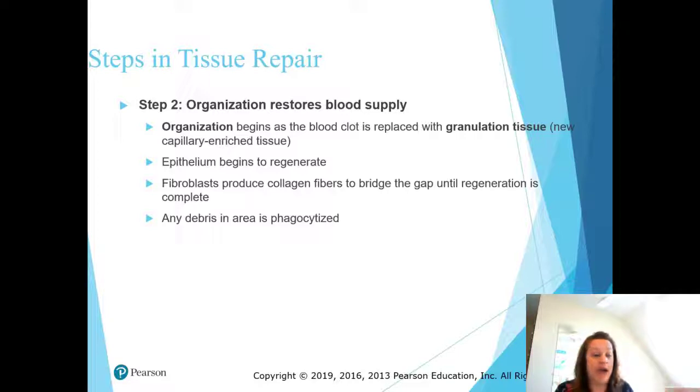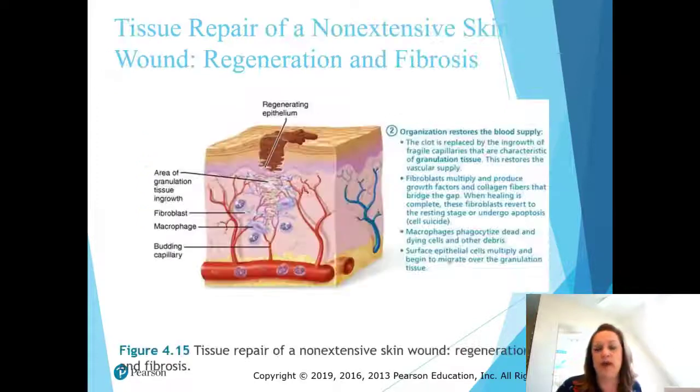So we have to figure out how we're going to get these two pieces of tissue to go back together. So we have to organize. We have some new blood-filled tissue that grows. Epithelium begins to regenerate. Collagen bridges the gap. And then at the end, the scab and any of the repair scaffolding is pulled away.